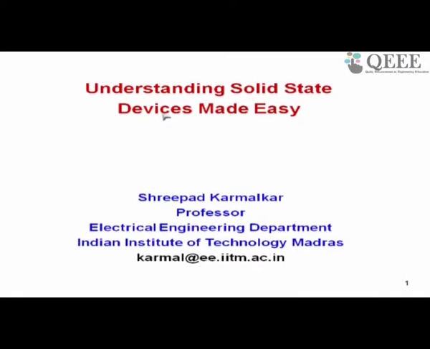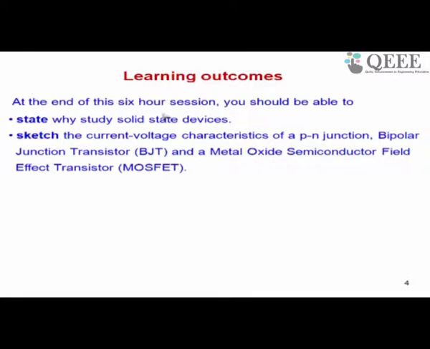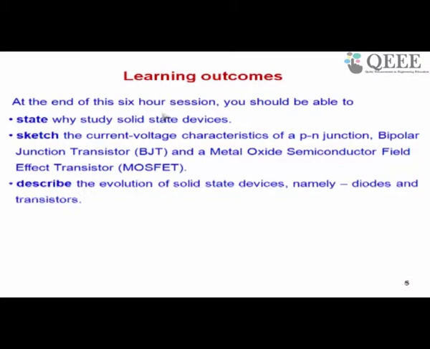Let us do a summary of what we did in the previous class and then proceed further. So what did we set out to achieve? Let me make a list of that once again. In the previous class we stated why study solid state devices, we sketched the current voltage characteristics of a p-n junction, bipolar junction transistor and a metal oxide semiconductor field effect transistor. Then we described the evolution of solid state devices, namely diodes and transistors.